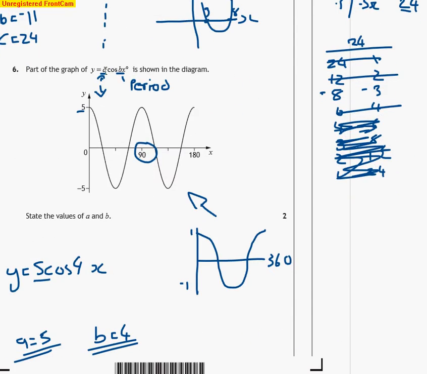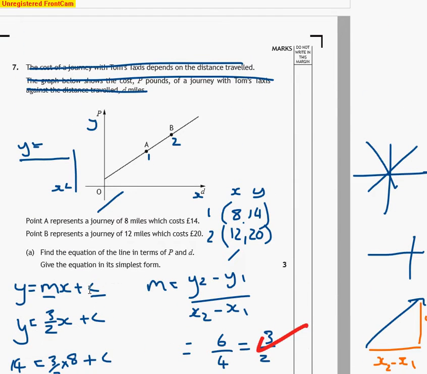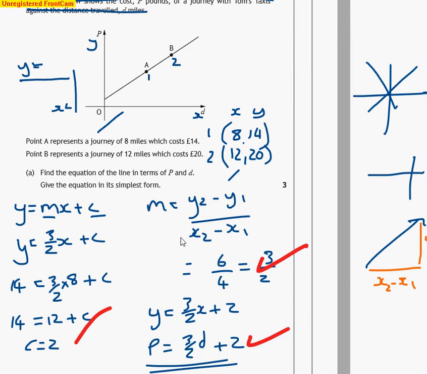Quickly went over graphs. A is the height of the graph. B is the period. So usually 360 is the period for the sine, cos, and tan. But here it was 90, so we knew there was 4 of them, so that became 4. Did the equation of a straight line, y is equal to mx plus c. C is where it cuts the y-axis. M is the gradient. The gradient is y2 minus y1 divided by x2 minus x1. So we got 2 points, dead easy. All right.